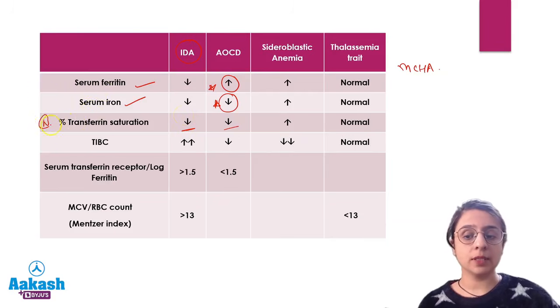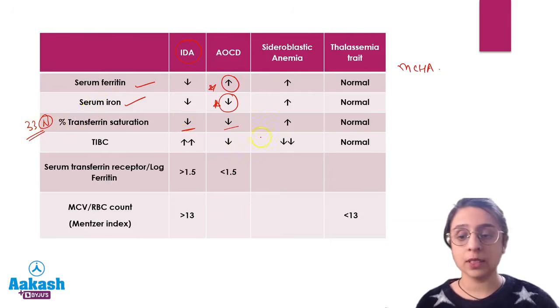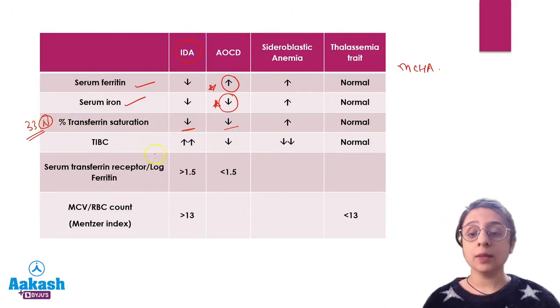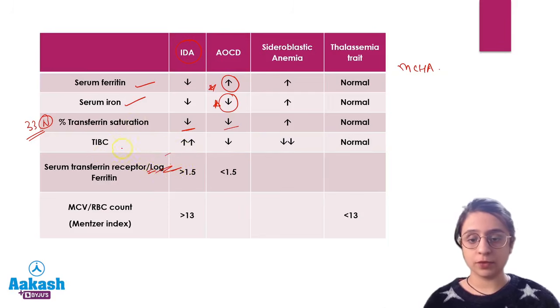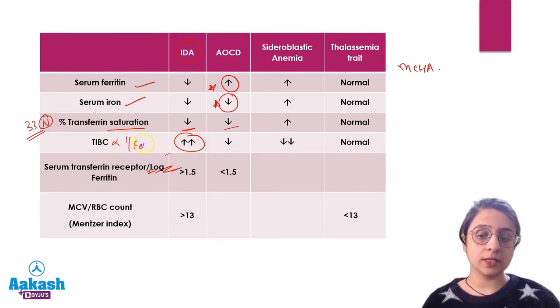Normal it is about 33%, right? About 1/3 of the transferrin receptors are saturated with iron, but here it is further decreased. Now TIBC, what will happen? It will depend on the concentration of ferritin, right? So TIBC here will be increased because the ferritin is low, so it is inversely proportional to ferritin.